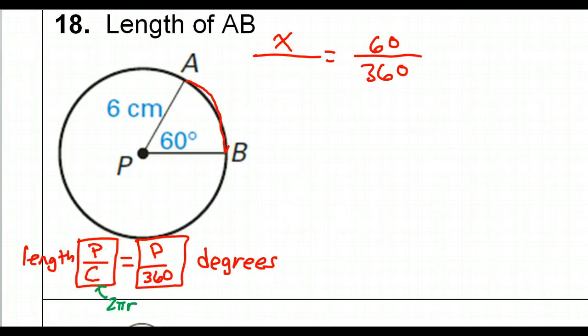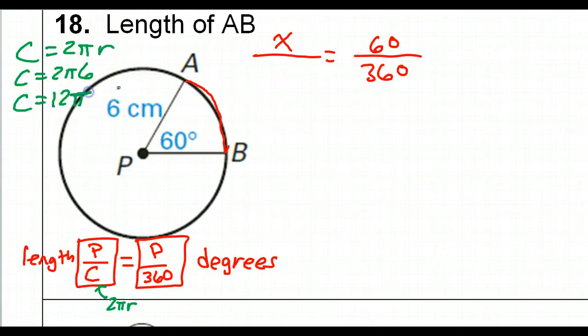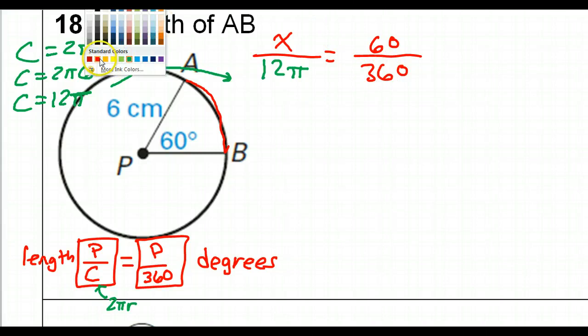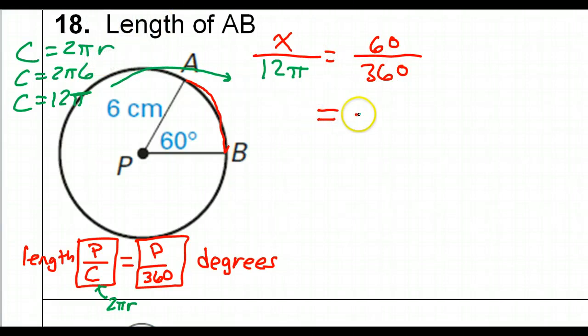Off to the side somewhere, we can calculate the circumference to be 2 pi times the radius. The radius is 6. So this is like 2 pi times 6, so that is 12 pi. So we can take our 12 pi and put it there. That's the part over the whole length. I recommend always reducing this fraction. Working with smaller numbers makes it less likely that you're going to make a careless mistake. So this is going to reduce down to 1/6, and then we have our x over 12 pi.